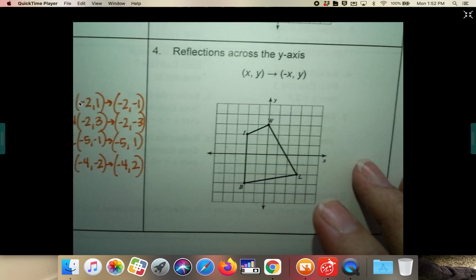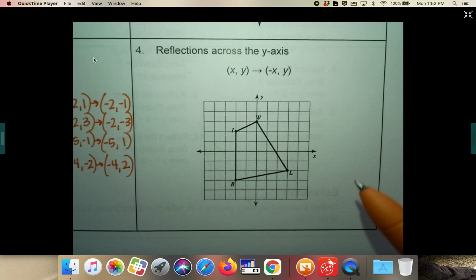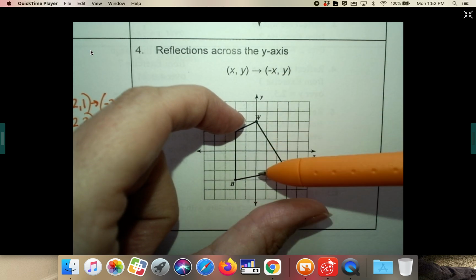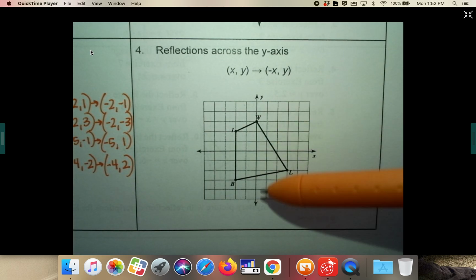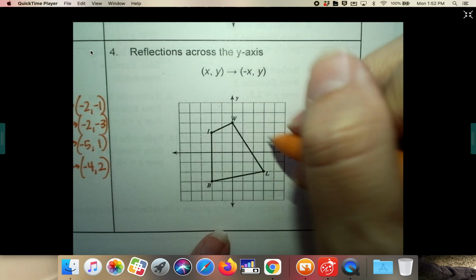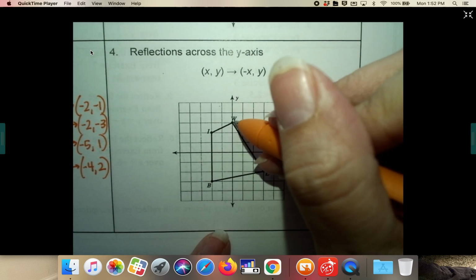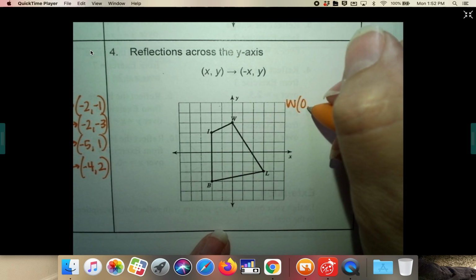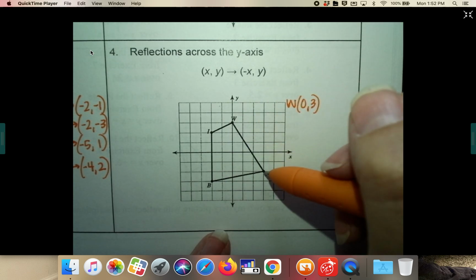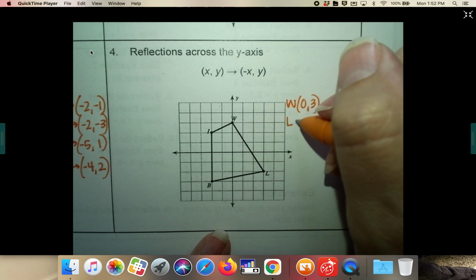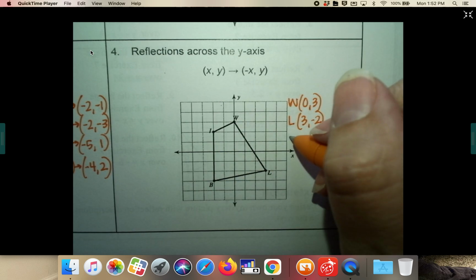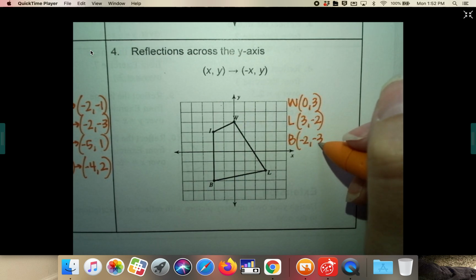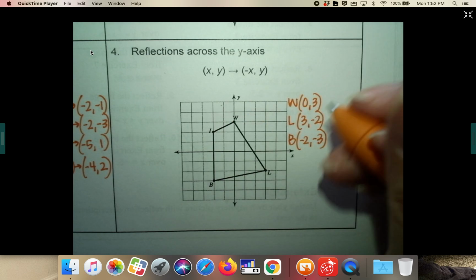Okay, and then let's look at this last one. So this one is going to reflect over the y, and the same thing's going to happen here. Since we're reflecting over the y-axis, it's just going to basically flip over itself. So it's another good idea to go ahead and write down what our coordinates are. W is 0, 3. L is 3, -2. B is -2, -3. And then I is -2, +2.